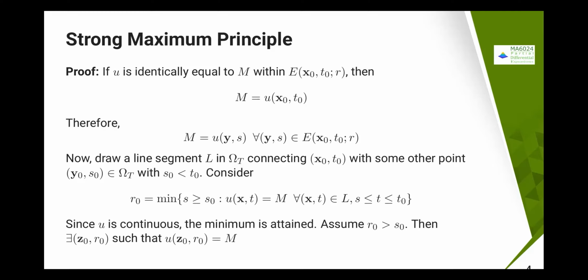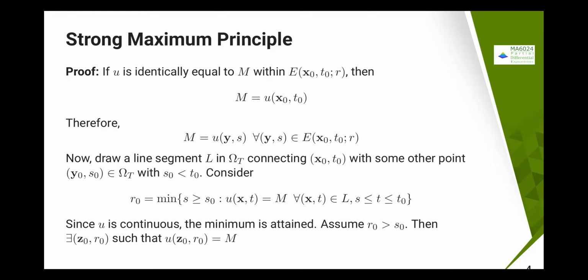Use the same argument, since r naught is greater than s naught. You have z naught comma r naught, and then again you can use the same kind of ball, z naught comma r naught comma r, and do the same kind of argument. What you will get is that m is less than or equal to the same thing, and therefore you have u of z naught comma r naught equal to m.